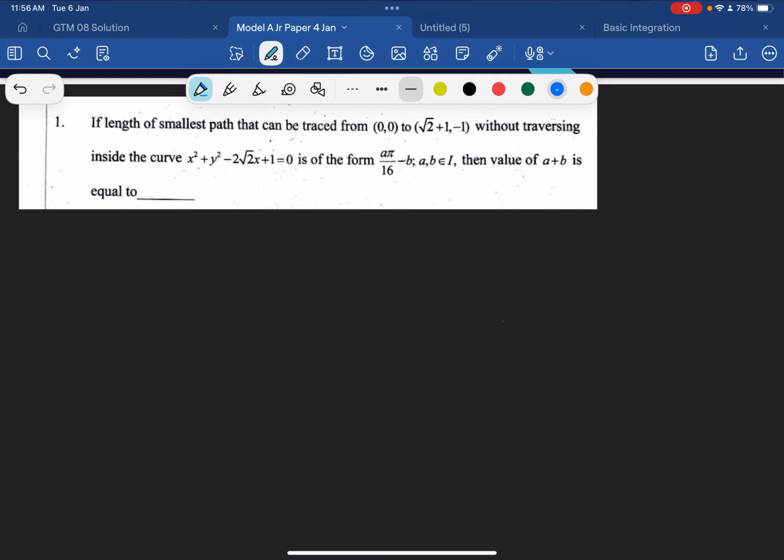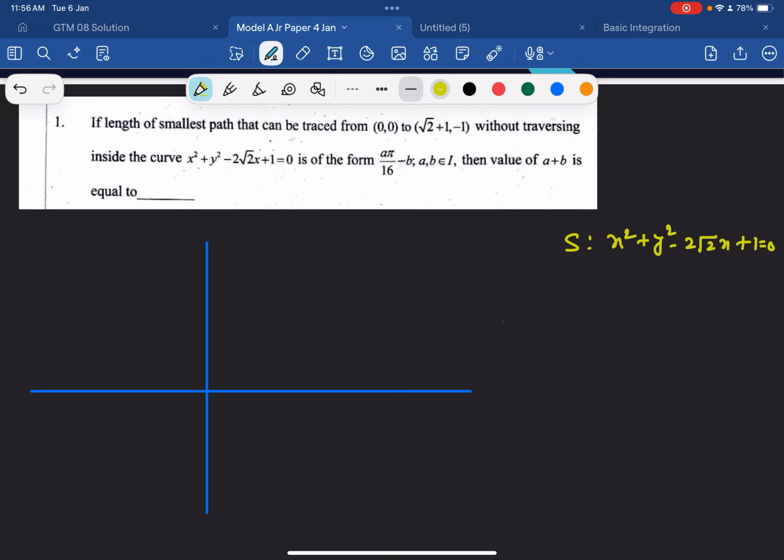So suppose we have a coordinate axis and then we are given a circle. What circle do we have? We have x square plus y square minus 2 root 2x plus 1 equal to 0. So obviously the center will be root 2 comma 0 and the radius will be root over 2 square minus 1, that is 1 itself. So the center will be somewhere at root 2 comma 0 and the radius is 1.